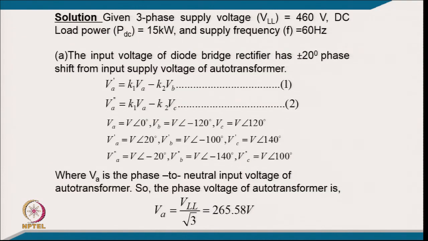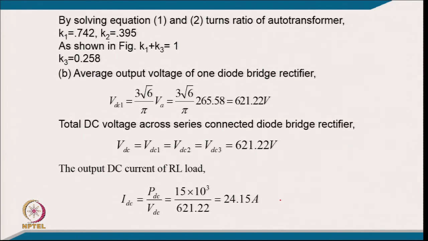And coming to the numerical part, the solution: given a 3 phase supply of 460 volt and the power is 15 kilowatt and frequency 60 hertz, and the input voltage of the diode bridge is required with the plus minus 20 degree phase shift from the supply. You can have the phase shift from these constants by adding the voltage corresponding to the phase voltage, and these are the 3 sets, one for original, another 20 degree leading, 20 degree lagging, and from that, of course, you can find out the phase voltage from the line voltage, and from this relation you can get what voltage you want.